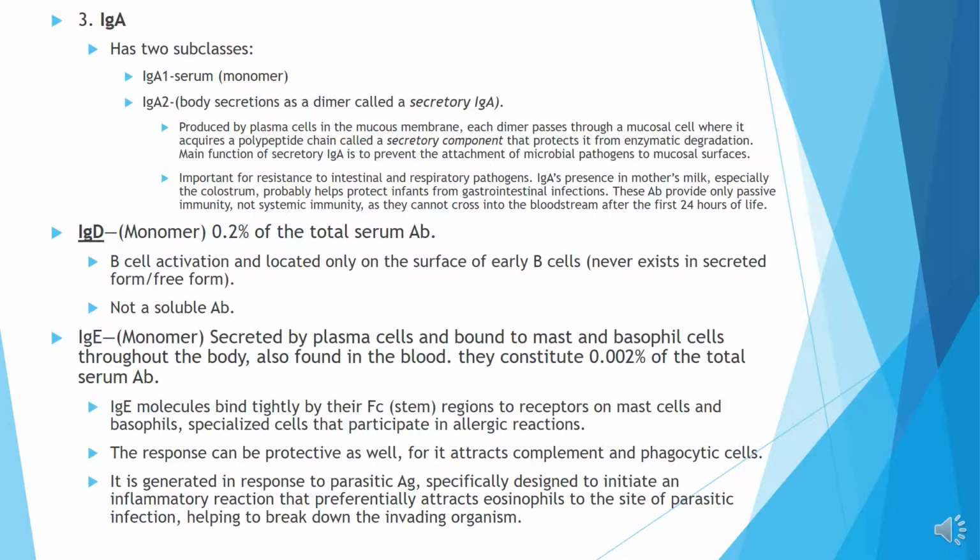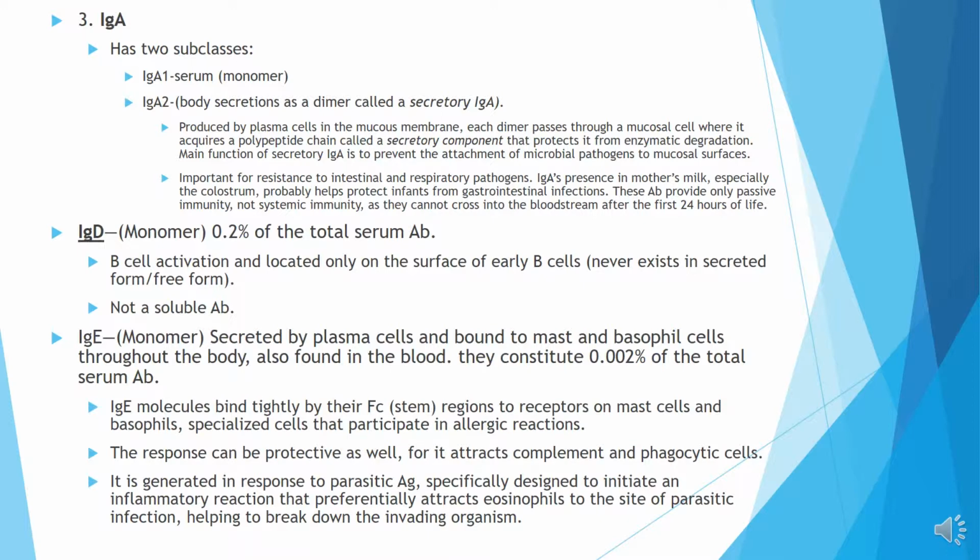The last immunoglobulin is IgE. IgE is a monomer and is secreted by plasma cells and bound to mast and basophil cells throughout the body. It's also found in the blood. These antibodies are slightly larger than IgG molecules, and they constitute only about 0.002% of the total serum antibody. Now, when we think about IgE, we think of allergic reactions. We also think about parasitic infection because they attract eosinophils to the site of parasitic infection.